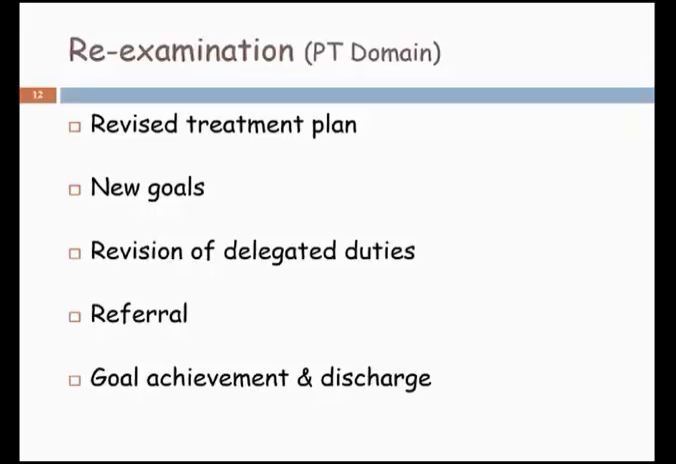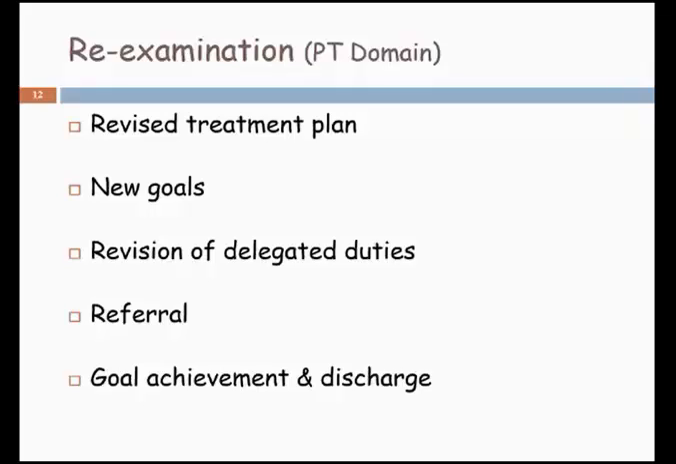Examples of outcomes based on a re-examination include: number 1, revising the treatment plan. So the physical therapist could choose to add new interventions, for example. Another example of an outcome of a re-examination may be revision of goals or adding of new goals. For example, if the original goals are not being met, the time frame may need to be changed.